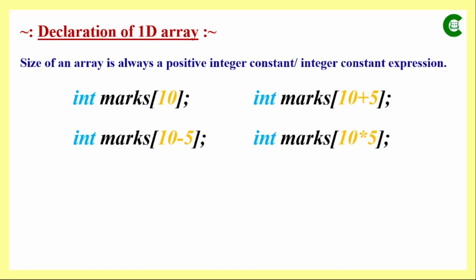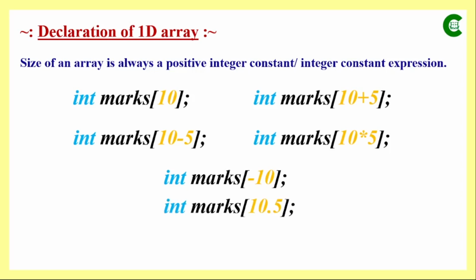This is also a valid declaration, and we can also use division in our expression, but we have to make sure that this is an integer division, and accordingly we need to mention it. But what about this? 10 is an integer constant, but this is minus 10. So this is a negative integer constant, which is not acceptable. What about this? This is 10.5. So the size of that array is a float. So that is also not acceptable.